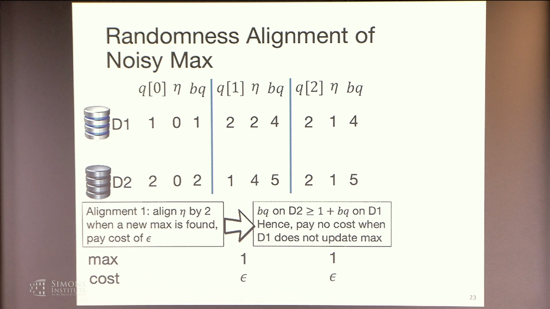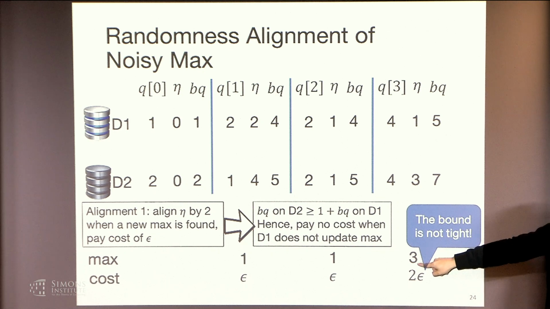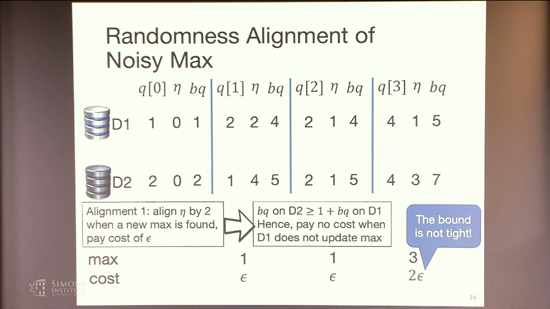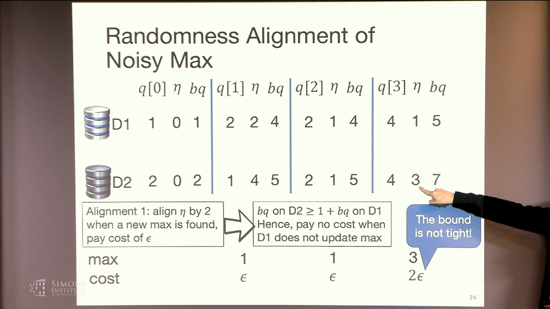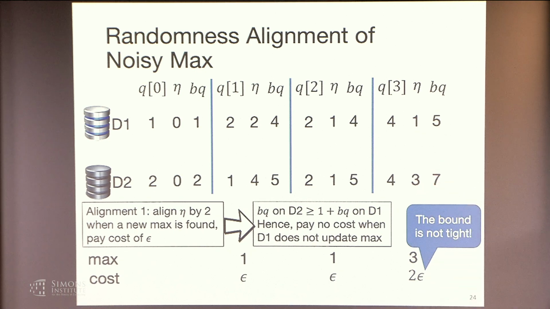So what makes it not precise is if I come up with a new query answer where D1 really wants to update the query index. In this case, the noisy answer will be 5, which is larger than the previous query answer. So I will update the index to be 3. And in this case, I also need to align the noise by 2. So this bit will be 1 plus 2, which is 3, just to guarantee that D2 will also update the index to be 3.